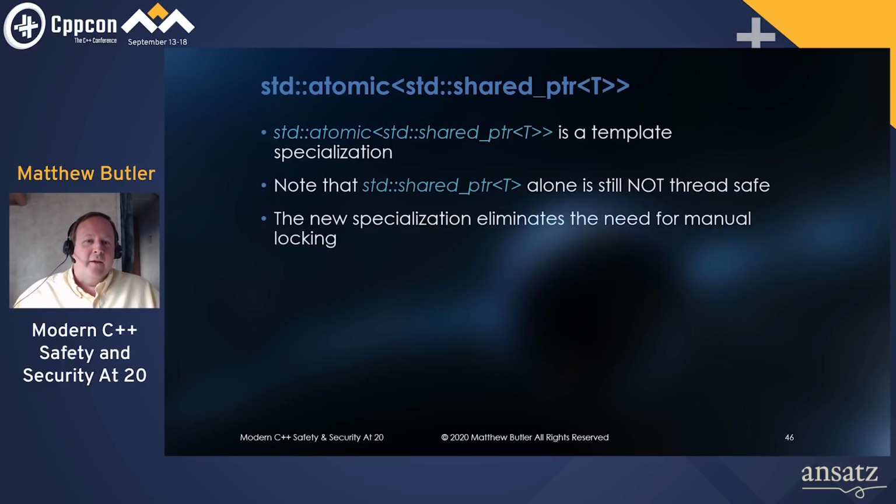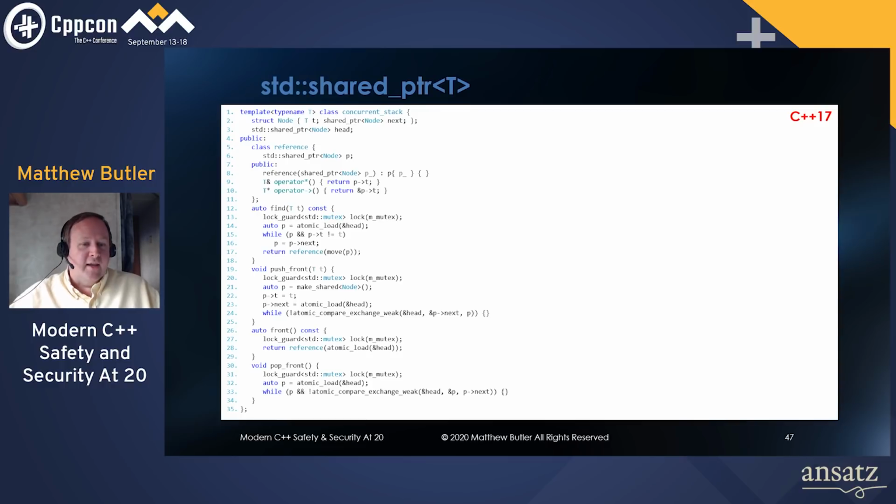So atomic shared pointer is now a template specialization of atomic, which means we've now given people the ability to make that shared pointer fully atomic instead of just having the control block be atomic. Bear in mind, though, that shared pointer T is not thread safe in and of itself. The control block is, the T is not. Standard atomic just allows you to do that now. So this new specialization eliminates the need for manual locking like we're doing here.